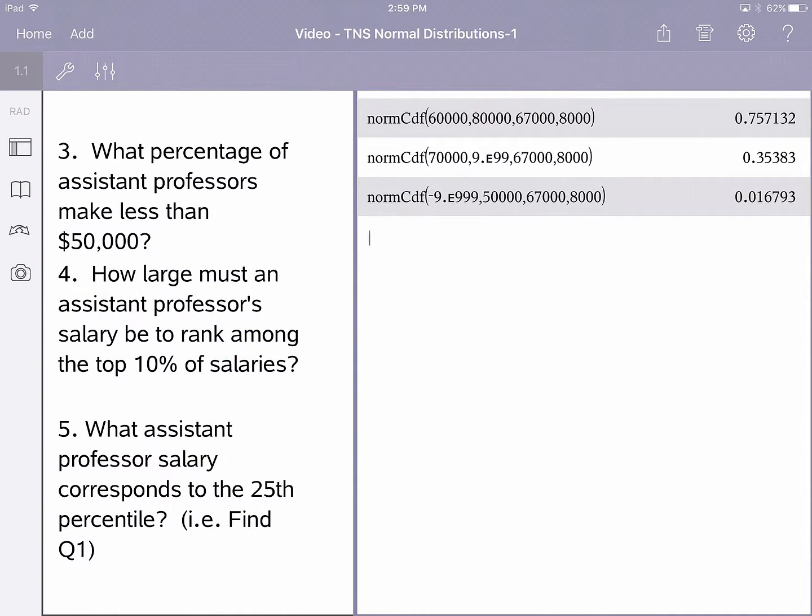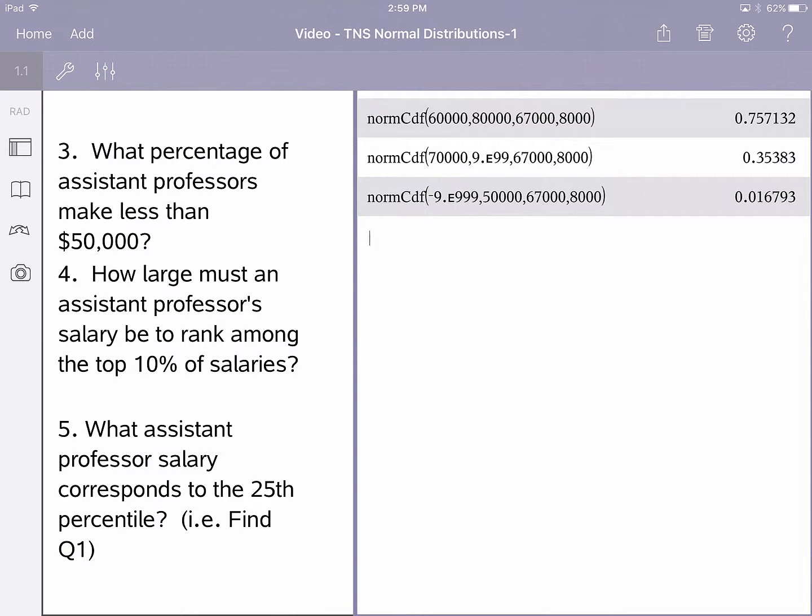Question number 4 says, how large must an assistant professor's salary be to rank among the top 10% of salaries? So here I'm looking for a salary. That's a data point. I'm looking for a data point that corresponds to the top 10%. But remember, you don't find data points, you find percentiles corresponding to data points. And so if it's going to be in the top 10% of salaries, then that corresponds to the 90th percentile because 90% of the salaries are less than this salary we're trying to find.